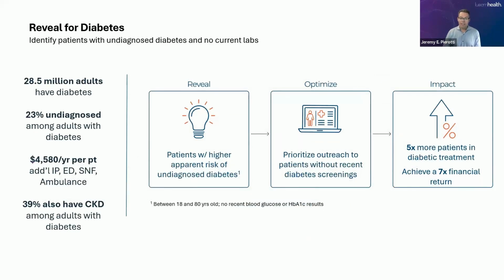We'll start with diabetes. Almost a quarter of patients with diabetes in the United States are not actually diagnosed. And yet a patient with diabetes costs $4,600 more per year to care for. And that's before they begin to progress to CKD and heart disease and other comorbidities.